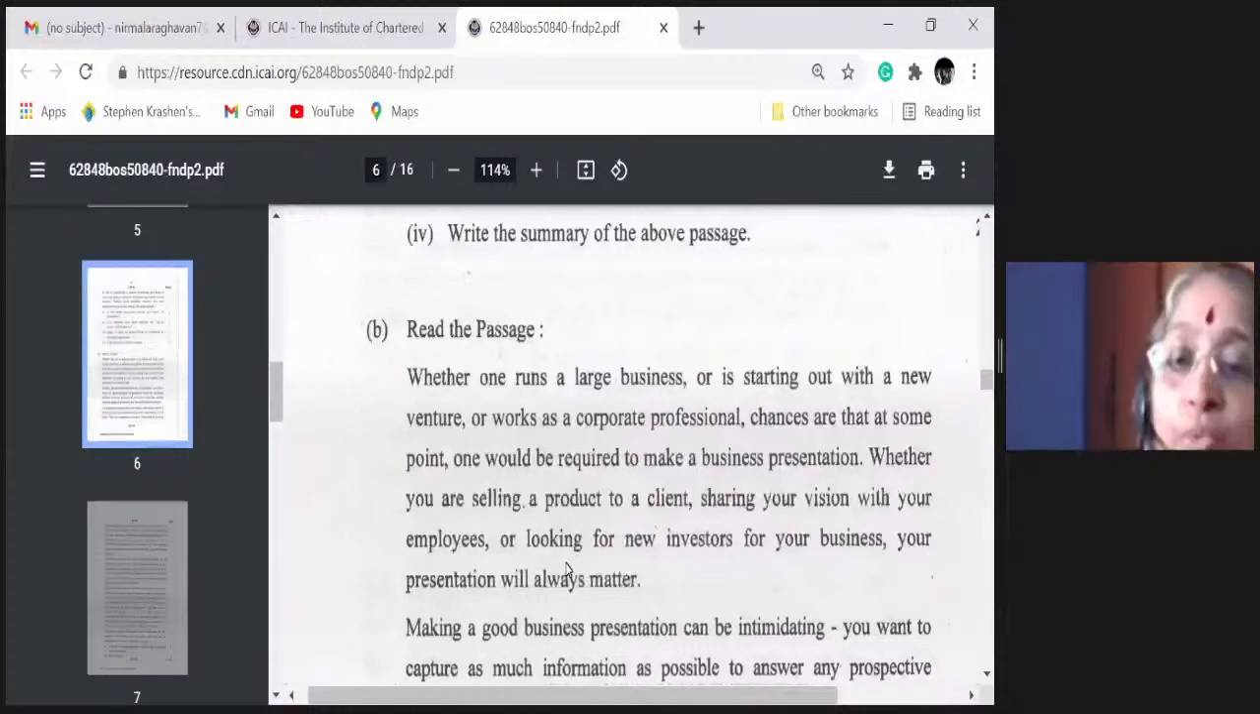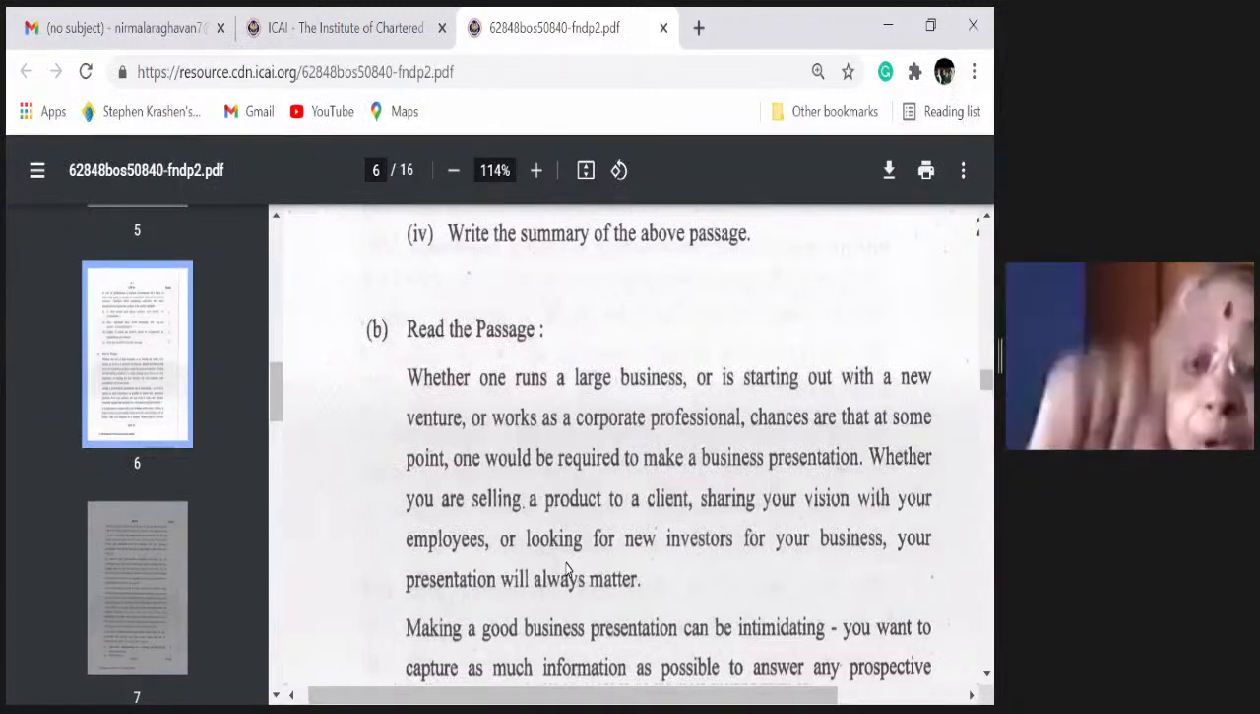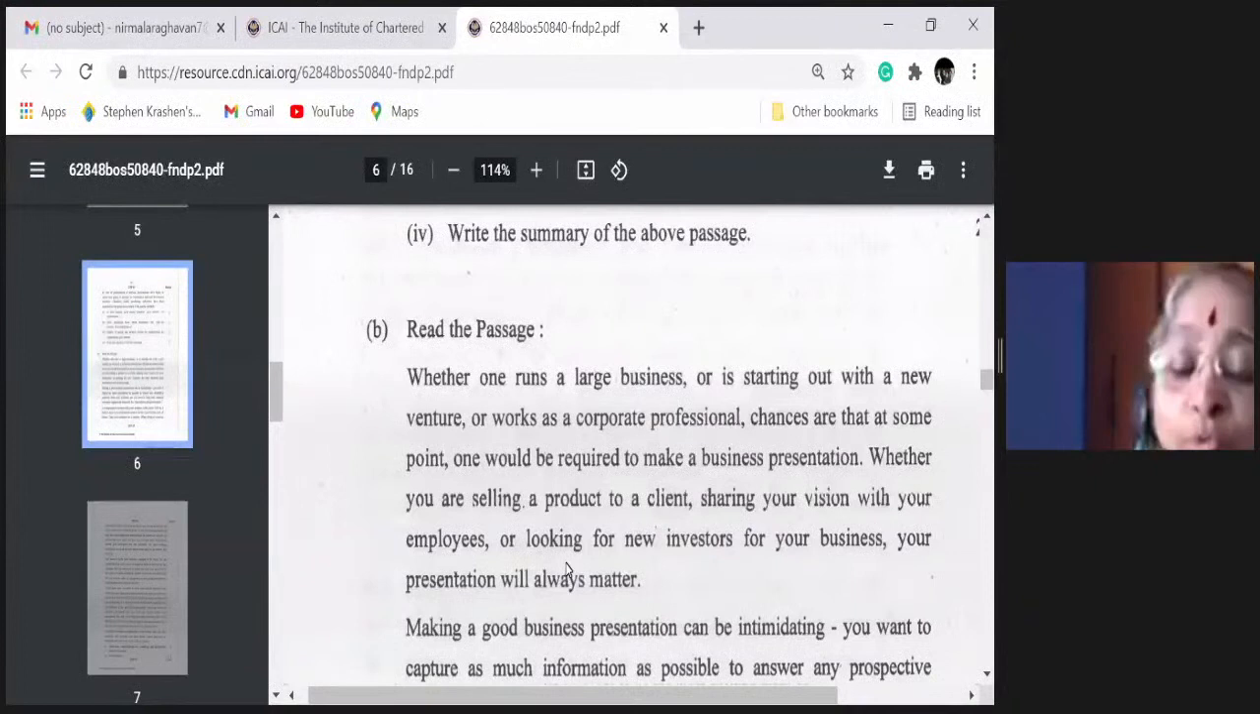So here, making business presentation, that can be the title for the whole note-making exercise itself. The subtopic for the first paragraph will be making business presentations or just business presentation, right? Okay, that will be the subtopic. The title and the subtopic can be the same. That's okay. Now, if we get another keyword that you can use for the title, you can. But for the first paragraph, making business presentations or purpose of making business presentation, you can have that as a subtopic. Title can be business presentations. Subtopic can be why business presentations or for whom. Okay. So when do we do this? While selling a product to a client, sharing your vision with your employees, looking for new investors for your business. So this is when you make presentations.